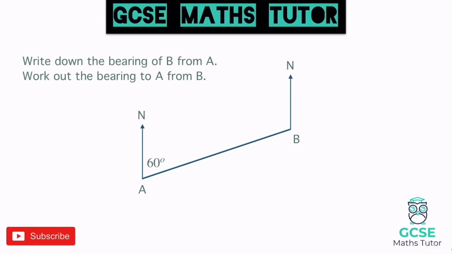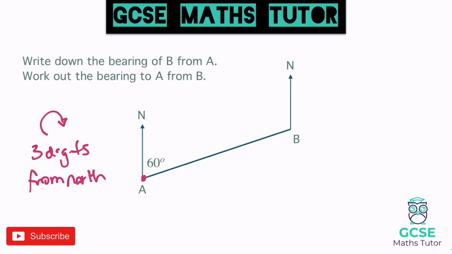Here we go, working out some bearings. So write down the bearing of B from A. So if I want to go from A to B, then I'm standing over here at point A. Now there's 3 rules for bearings. They're always measured in a clockwise direction. There's always 3 digits. I always measure it from north. Okay, so they are my 3 bearing rules.